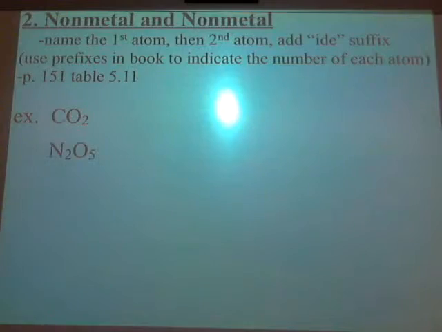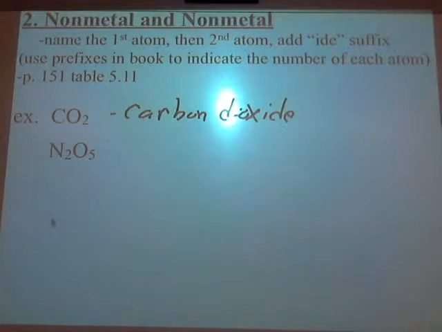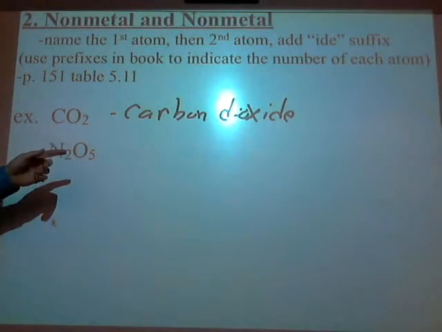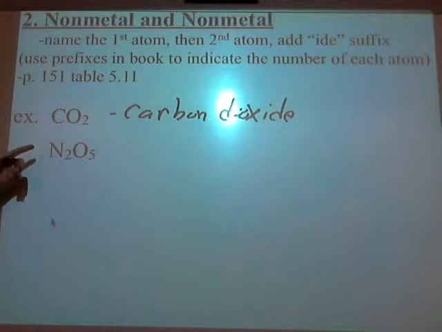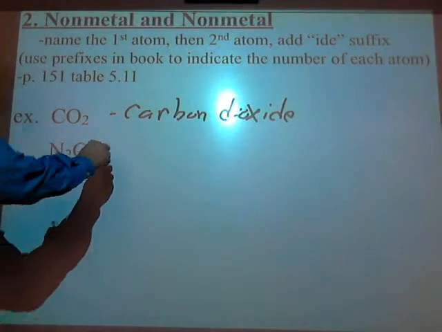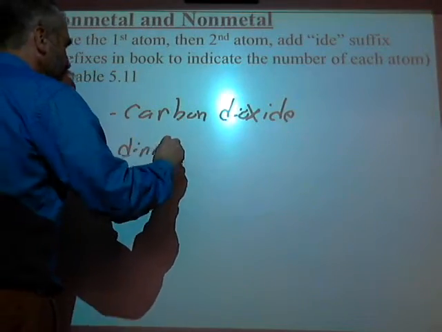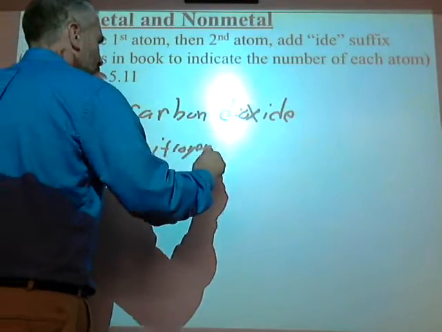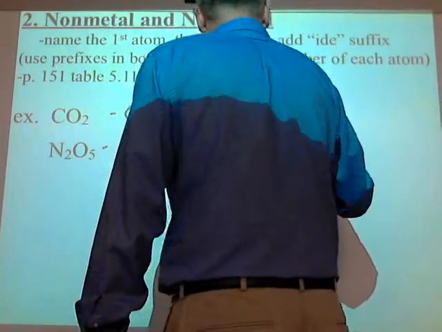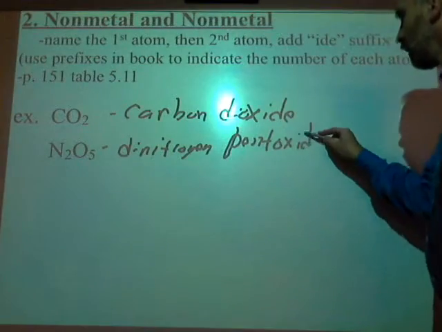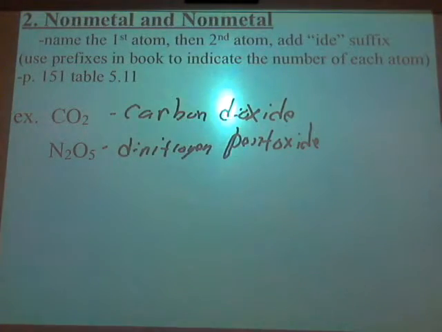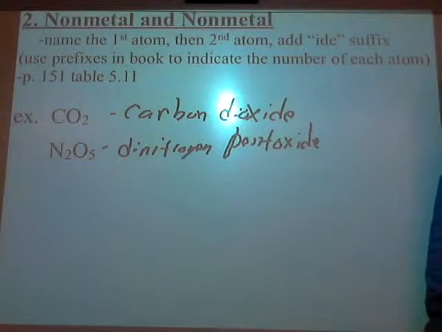Try this one. What do you think that guy's name is going to be? N2O5. What do you think? Dinitrogen. 5 is pent. Oxide. Dinitrogen pentoxide. It's like a horror movie. And by the way, somebody might say, well, is it pentaoxide?